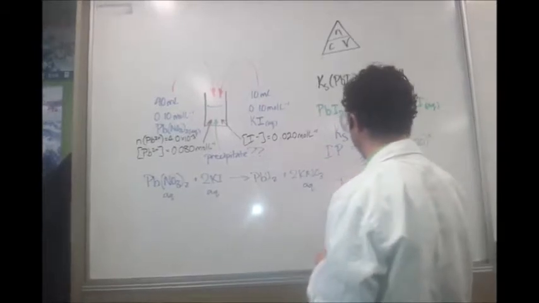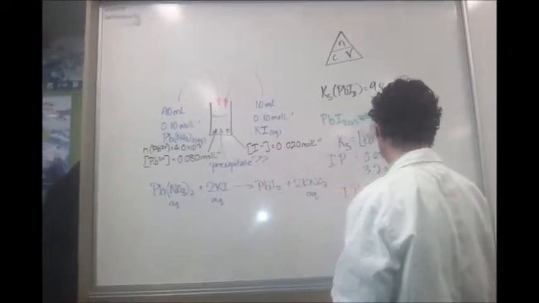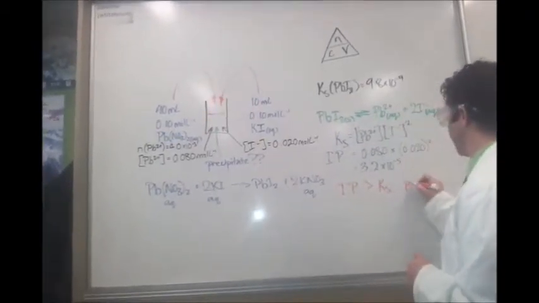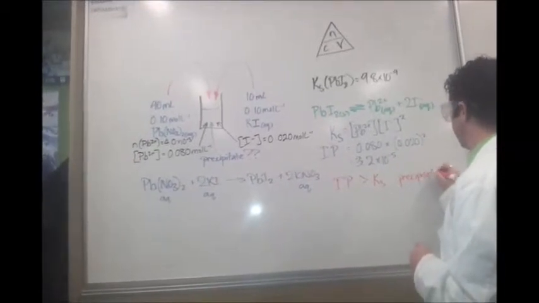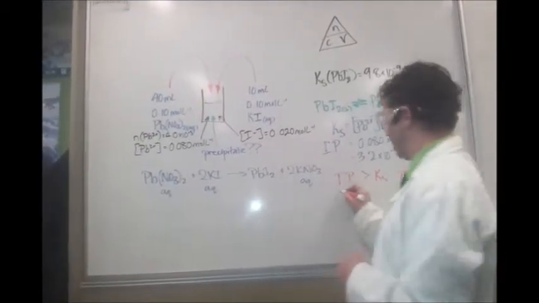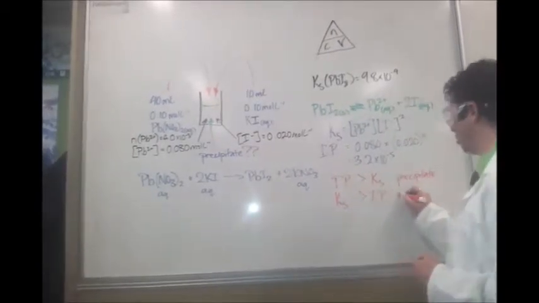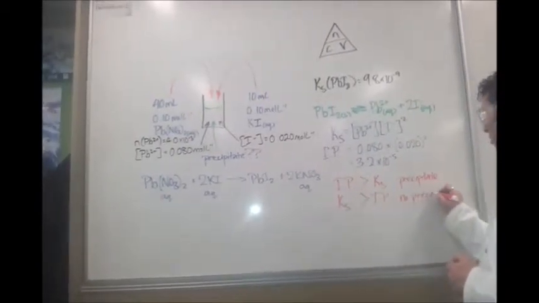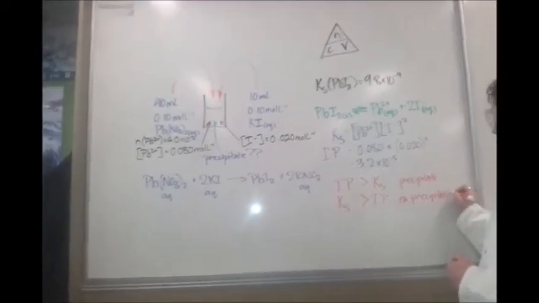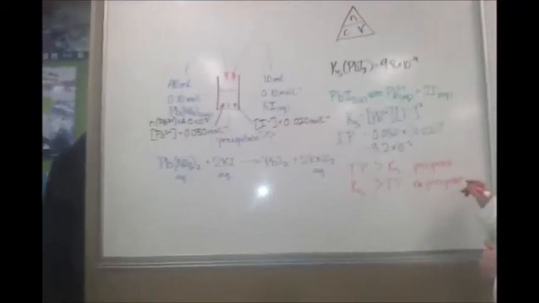So you get a little rule being formed. If ionic product is greater than Ks, you've got a precipitate. If Ks is bigger than the ionic product, no precipitate. So they're all in solution. Spelling there. That's right.